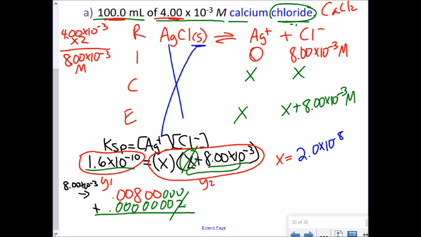Take your 1.6 times 10 to the minus 10, divide it by the 8 times 10 to the minus 3. So this x is now gone, so it's really just x times the 8.00 times 10 to the minus 3. See what answer you get for x.